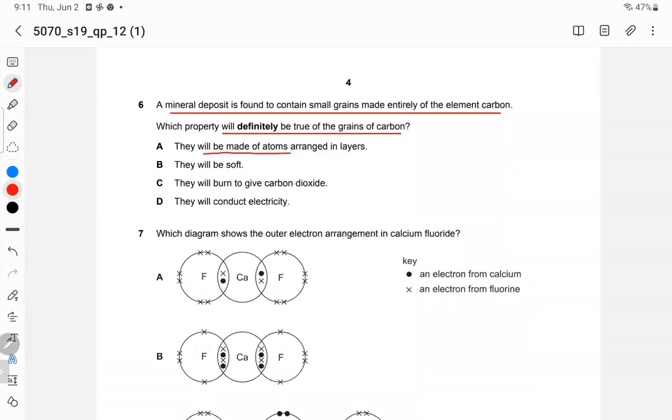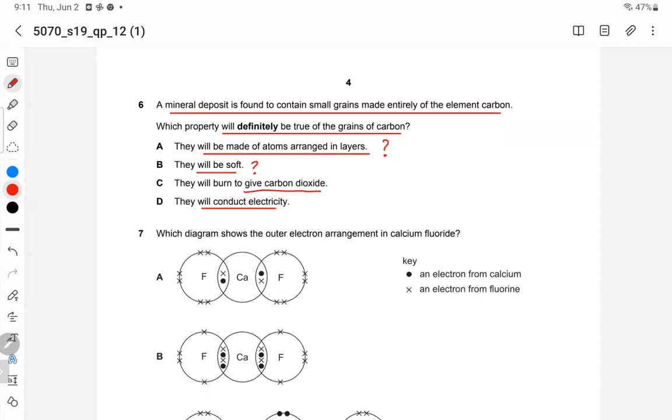They will be made of atoms arranged in layers. Okay, let's read the other ones. They will be soft. Do you think it will be soft? If it's graphite, then it can be, otherwise it is not, right? And they said carbon, they didn't mention in which form it is. They will burn to give carbon dioxide. They will conduct electricity.